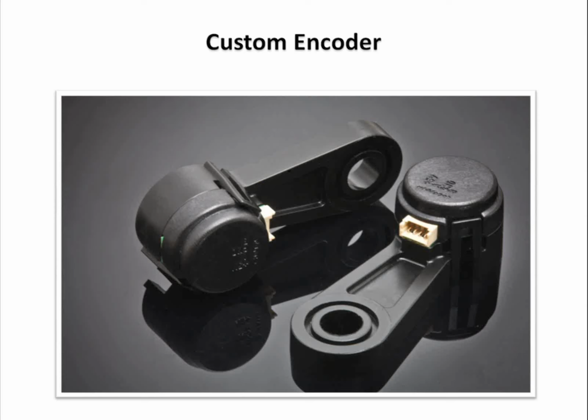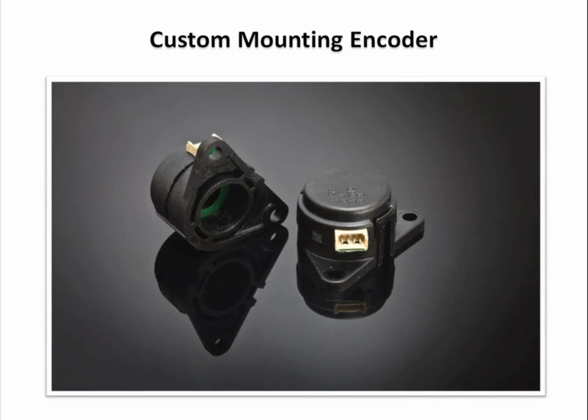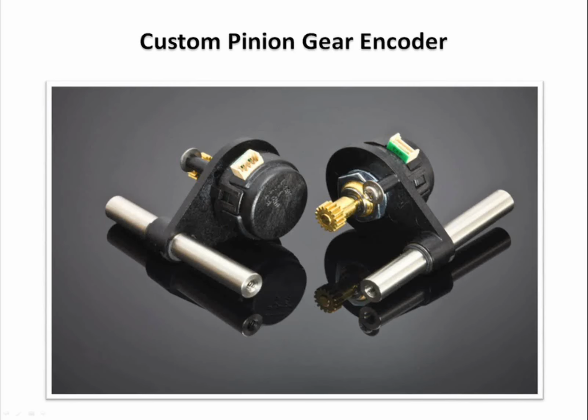Here's an example of a custom ARM encoder. At US Digital, we're able to make minor or major modifications to your applications, really based on your needs and what you're looking for. Here's a custom mounting that we did for one of our customers. And then finally, here's a custom pinion gear encoder. This encoder was designed to be mounted not on the motor, but next to the motor due to some space constraints, with a gear on the motor shaft.